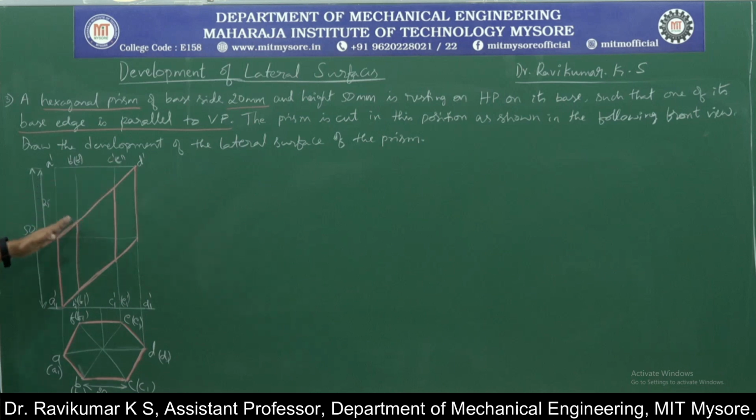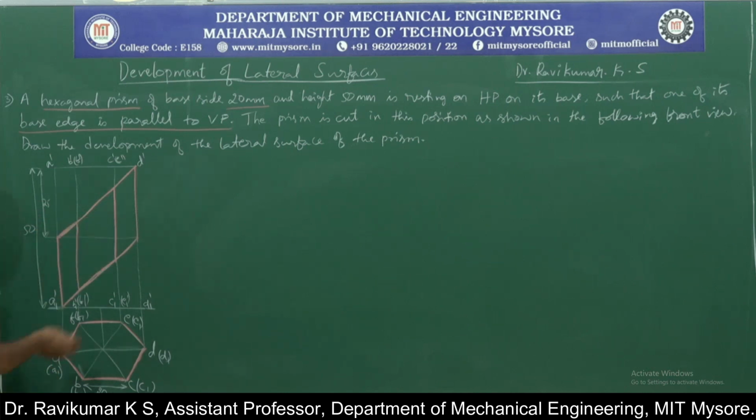Now looking at the front view, which is given along with the figure, along with the problem. Look at this. There are 2 section planes. We need to understand about the section plane. This is one of the section planes, and this is one more section plane. So there are 2 section planes here instead of 1.